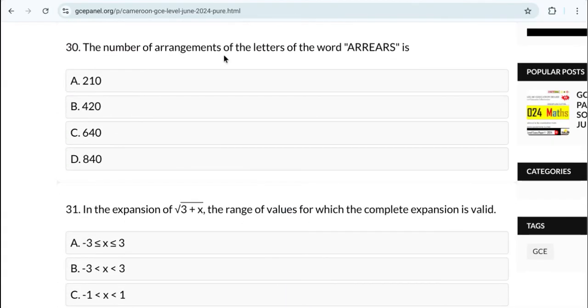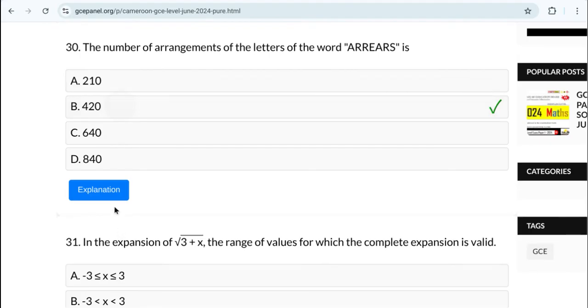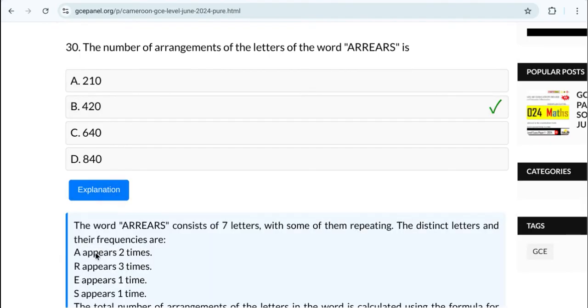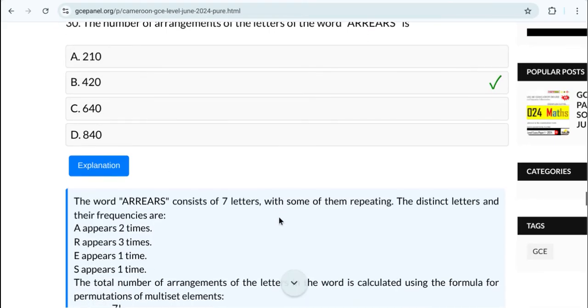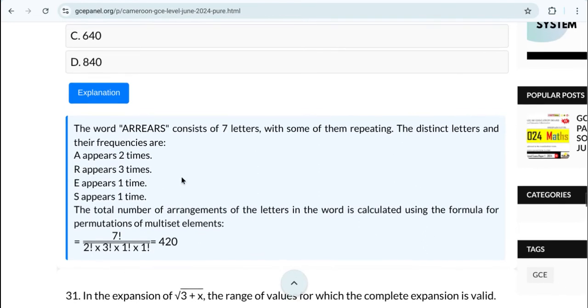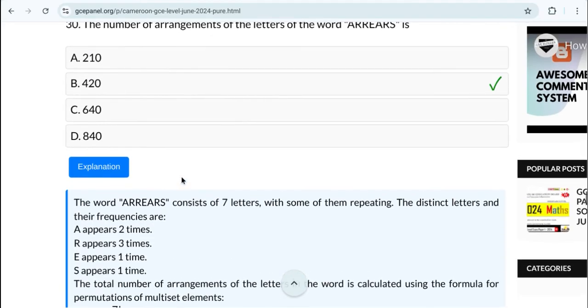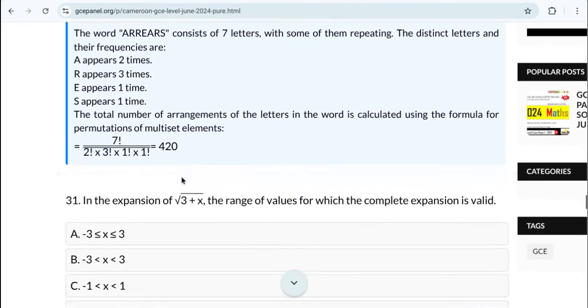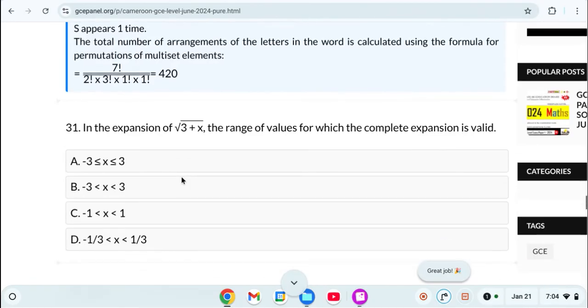Question 30. The number of arrangements of the letters of the word arrears is... For these arrangements, A appears 2 times, R appears 3 times, E once, S once, and there are 7 letters. So the total arrangement will be 7 factorial over 2 factorial, 3 factorial, 1 factorial, 1 factorial, which is 420. Am I too fast? You can always reduce the speed using your YouTube settings.